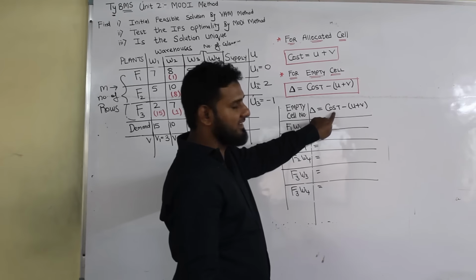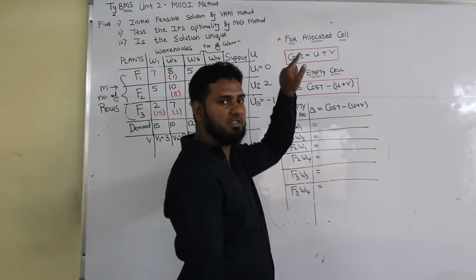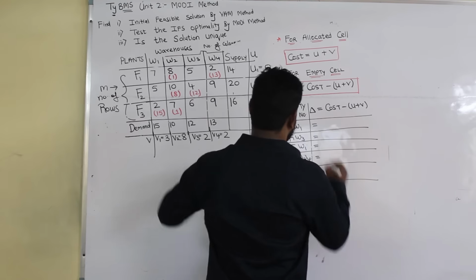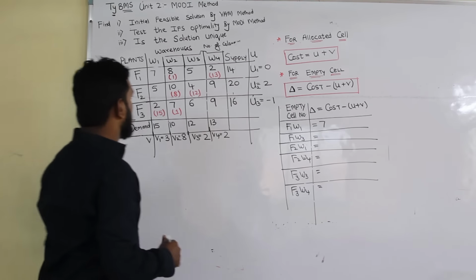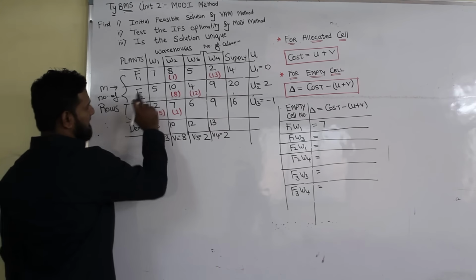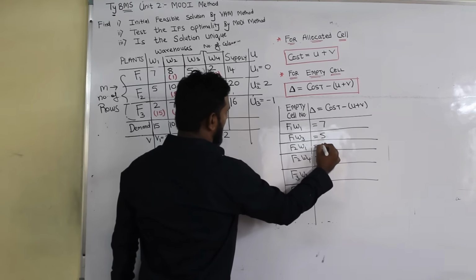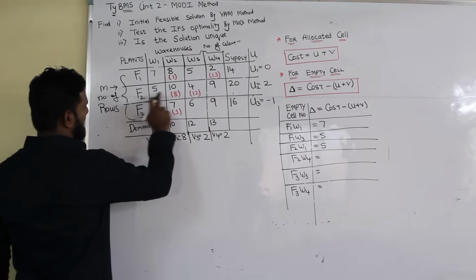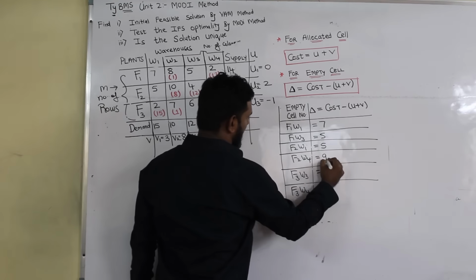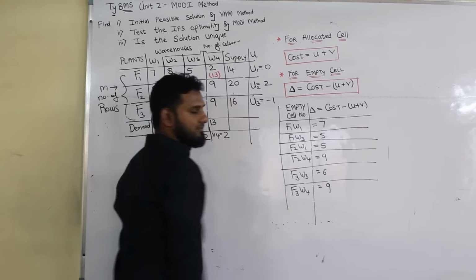The formula says is cost. So first आप जितने भी इसके cost है वो लिखोगे. Starting with here, we got the cost as 7. What is the next cost over here is 5, and the next one is again 5. So we will write 5 and 5. Next one is 9, 6, 9. So we will write 9, 6, 9.